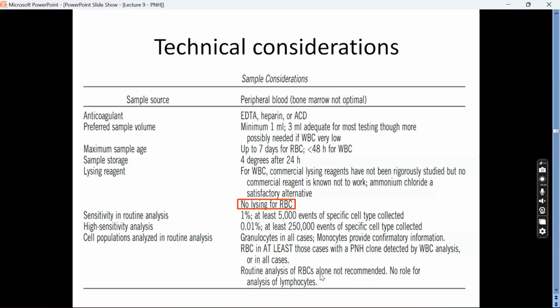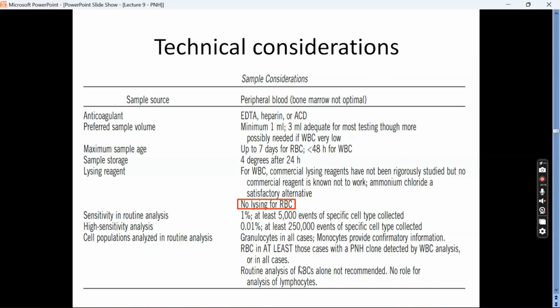Then you need to do PNH assay on RBCs. Okay, so you need to check whether the RBCs are also showing PNH clone. If the neutrophils and monocytes do not show a PNH clone and appear normal, then RBC assay is not needed. So that is what the recommendation says.